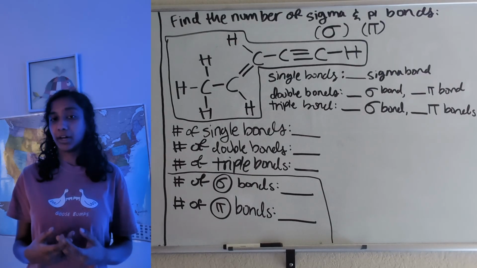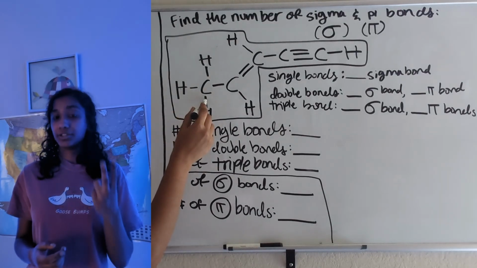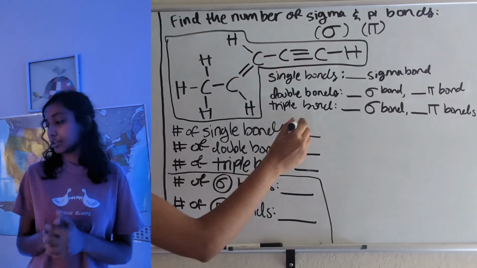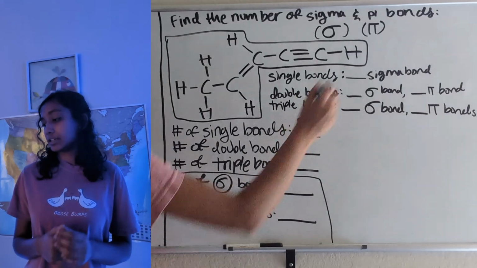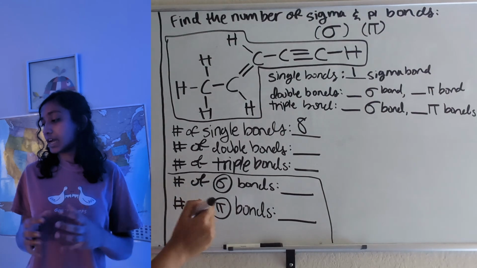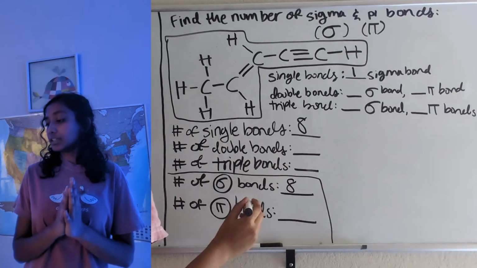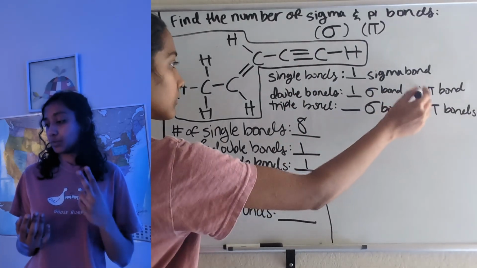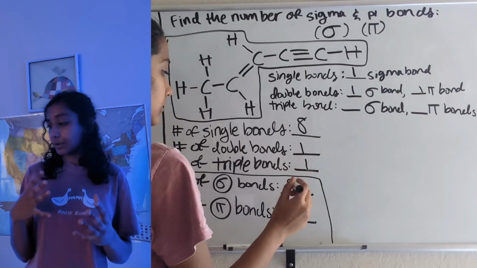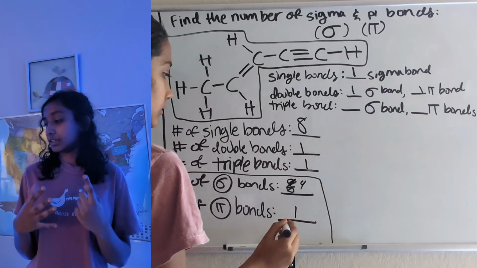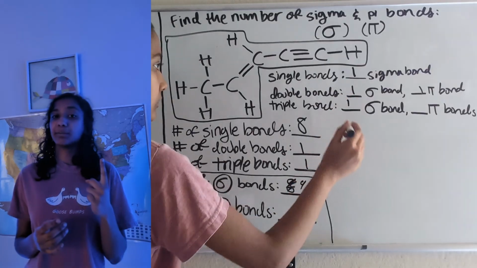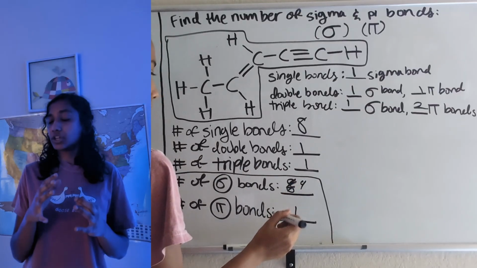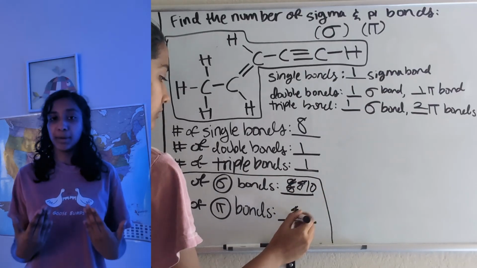First, let's count the number of single bonds in the molecule. There are 1, 2, 3, 4, 5, 6, 7, 8 single bonds in the molecule. Each single bond has 1 sigma bond, so we've just counted 8 sigma bonds. There's 1 double bond in this molecule and 1 triple bond. 1 double bond has 1 sigma and 1 pi bond. So far, we can count 9 sigma bonds and 1 pi bond. Each triple bond has 1 sigma bond and 2 pi bonds. So our final total is 10 sigma bonds and 3 pi bonds.